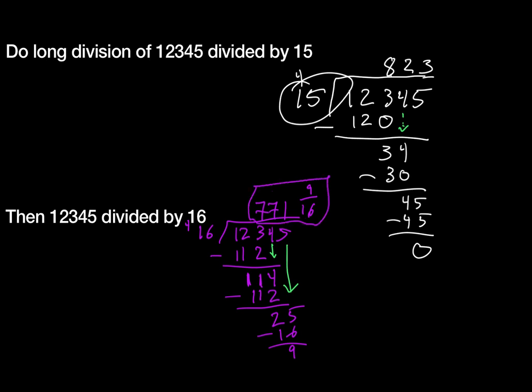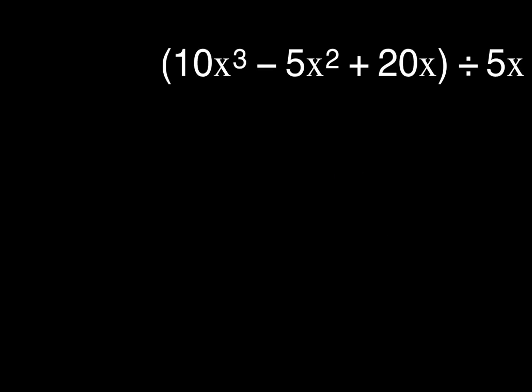All right, the remainder goes over the divisor, because the divisor is what's going into the dividend. All right, so now we're going to do it with this. Start with my equation.